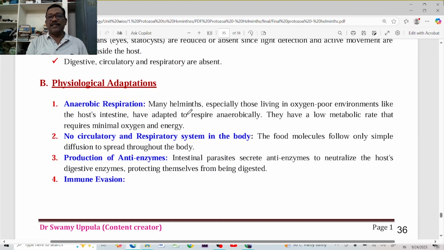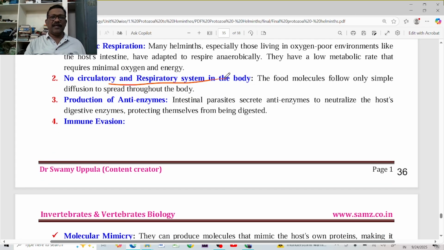And what are the physiological adaptations in these organisms? Anaerobic respiration: they can produce very few ATP molecules from glycolysis to run their metabolic activities. There is no circulatory system and no respiratory system in their body.